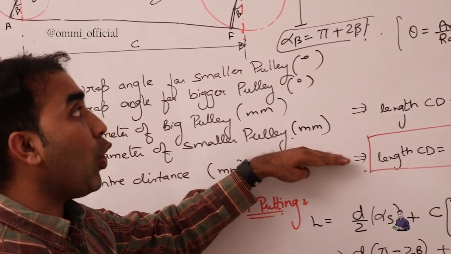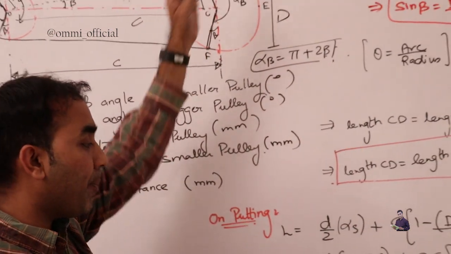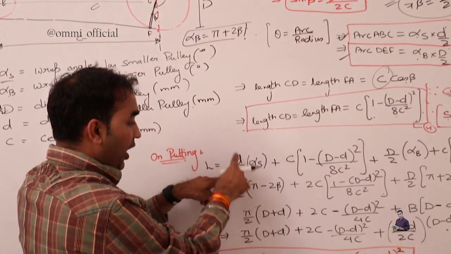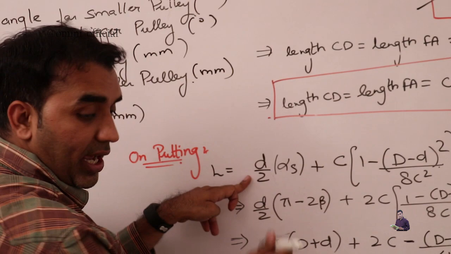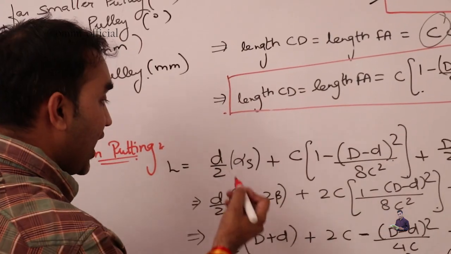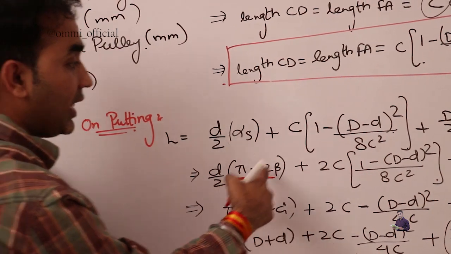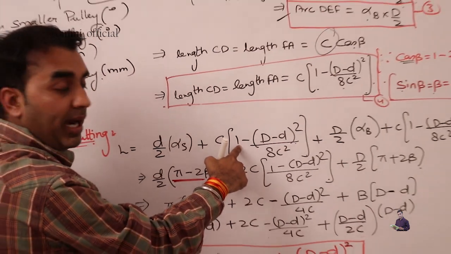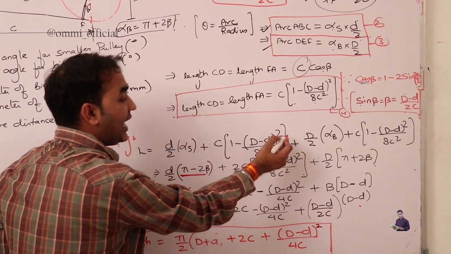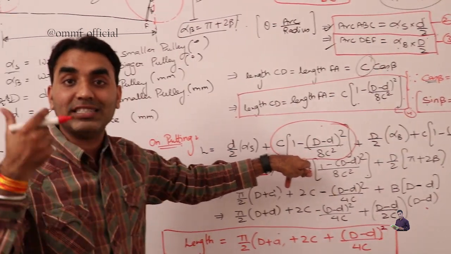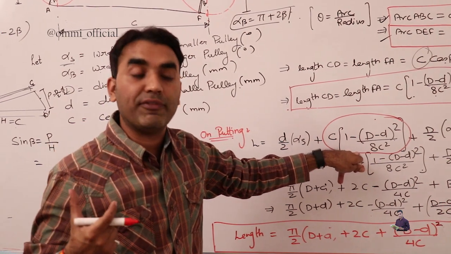Now we have to put all the desired values in the length of the belt. First, that is your arc ABC. For arc ABC, d by 2 into alpha s. We know alpha s. What is alpha s? Alpha s is your pi minus 2 beta, as I told you in the smaller pulley. Then C into square root of 1 minus ((D minus d) whole square upon 4C square). What is that? That is your C cos beta, which we have gone for. That is the length which does not come in contact with the belt.